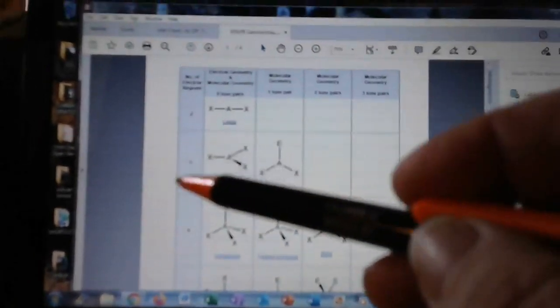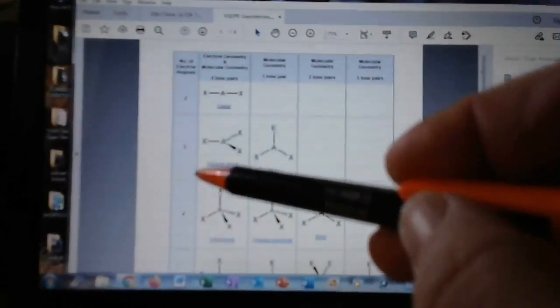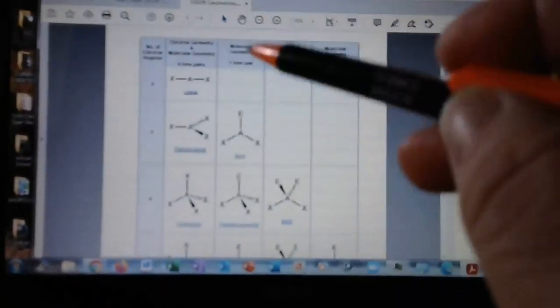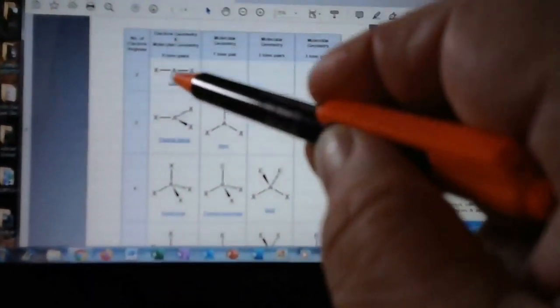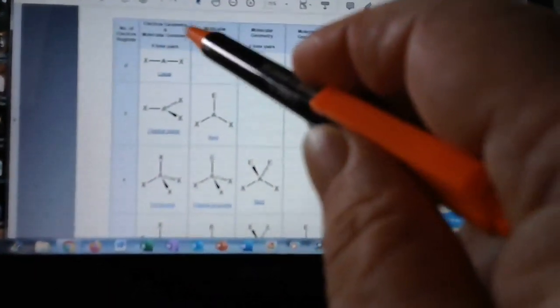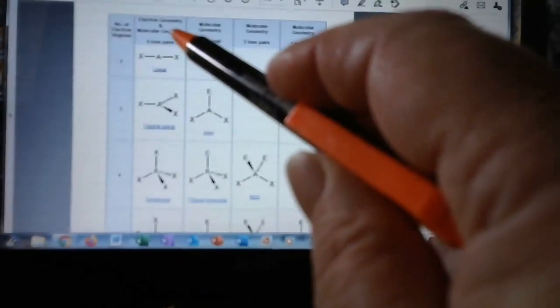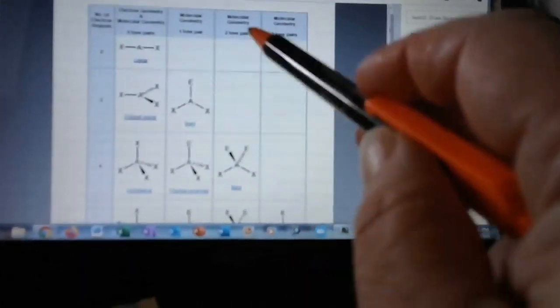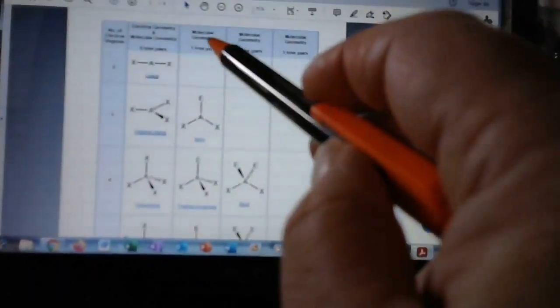But we have a column here down the left-hand side where we see the total number of regions of electrons around the central atom, starting with 2 and then 3 and then 4 and then 5 and so on. The first column is what you get if there are no lone pairs at all on the central atom. And in this case, the electron geometry and the molecular geometry will be the same, and it's whatever is written under the figure. The subsequent columns show you what you get if you have one lone pair on the central atom, or 2 lone pairs, or 3 lone pairs on the central atom. And under each figure would be the name of the molecular geometry.